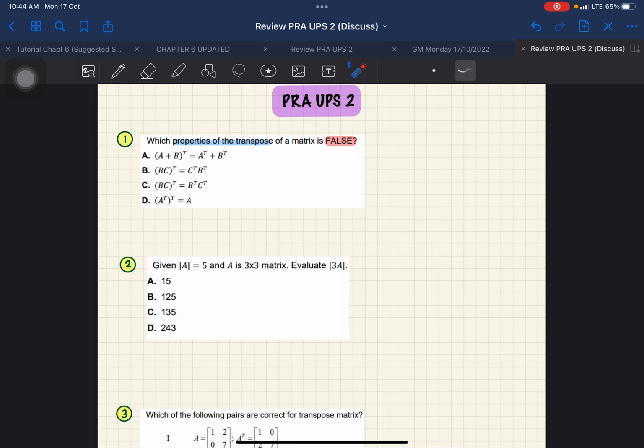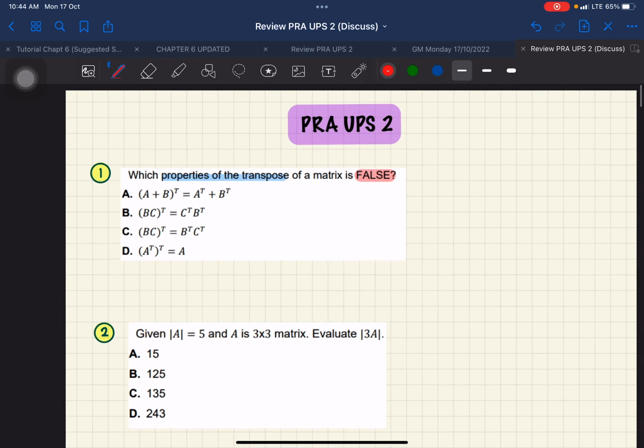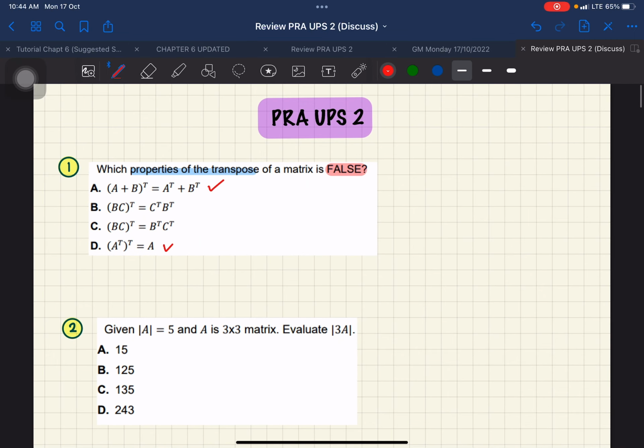So when you transpose a matrix that has been transposed, you will get the original matrix. So these two are correct property. Second sikit. Tak ada masalah. Okay, so masalah dia sekarang dekat bahagian B dan C.